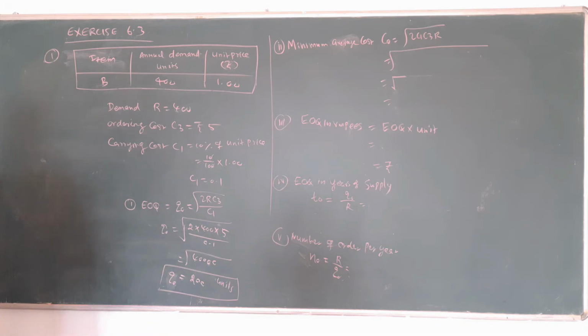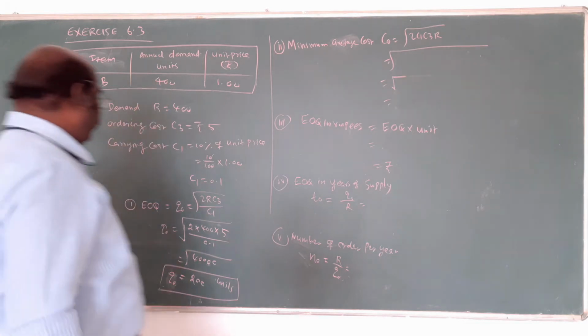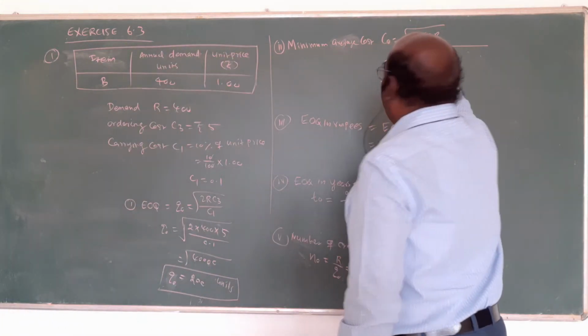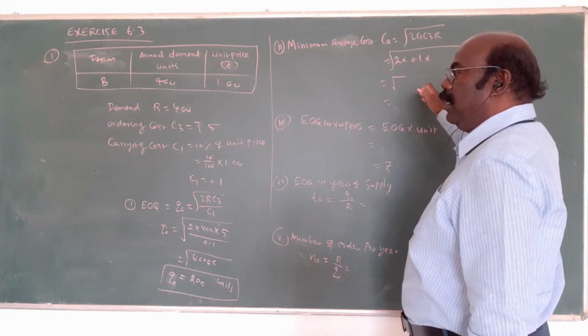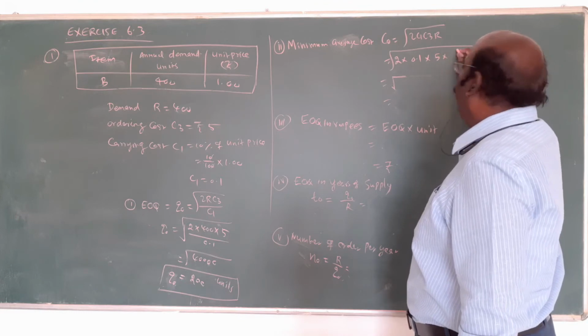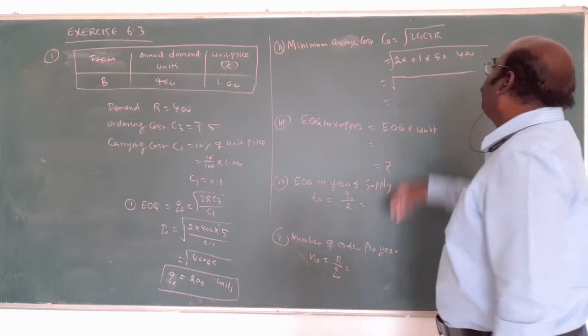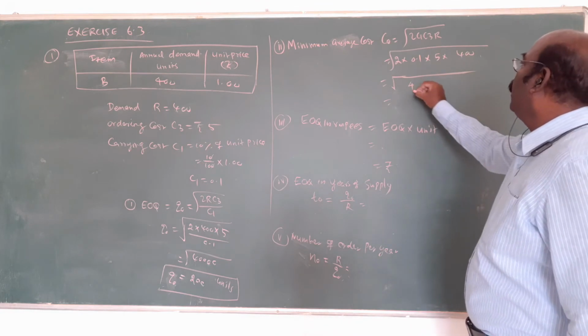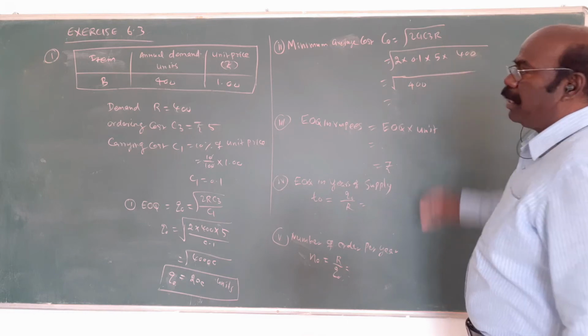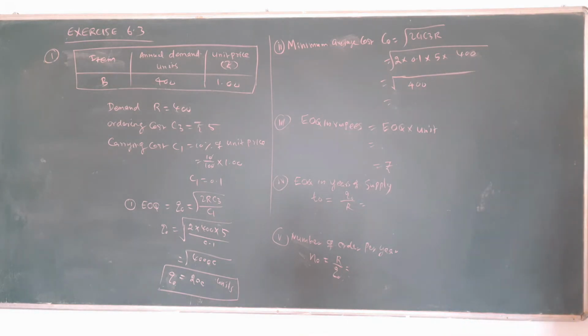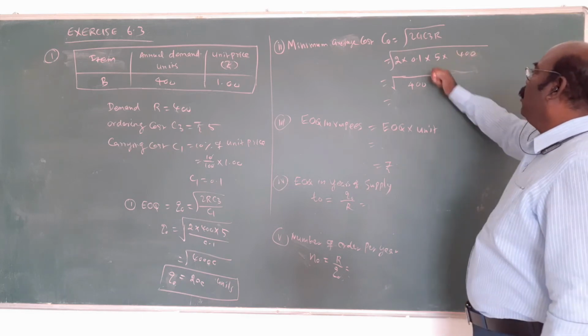Am I right? Next one, the same thing, the minimum average cost. Suppose 2 into C1. C1 is what? 0.1 into C3. C3 is what? 5 into requirement 400. Now multiply all the values. Only 400, am I right? 400 or 4,000? Can you use the calculator? Only 400.